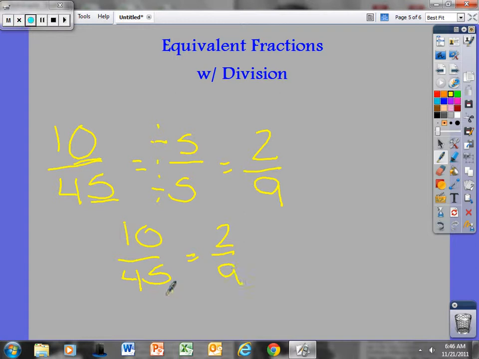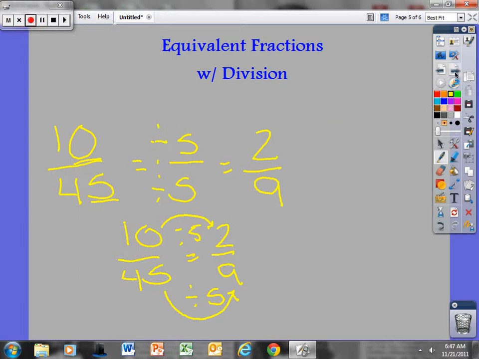And again, I could check this by saying, what did I do to 45 to make it 9? I divided by 5. What did I do to 10 to make it 2? I divided by 5. I could also go the opposite direction and say, what did I do to 2 to make it 10? I multiplied by 5, the inverse of division. Or what did I do to 9 to make it 45? I multiplied it by 5, the inverse of division.